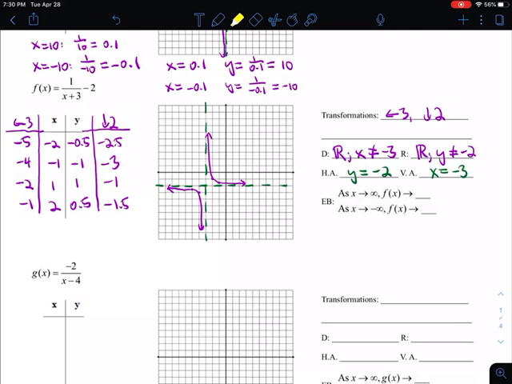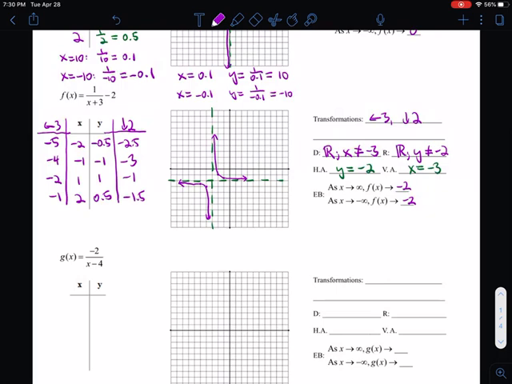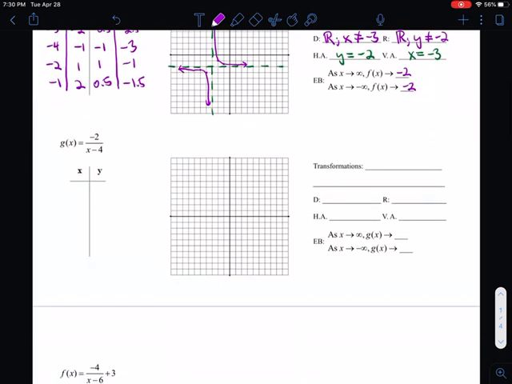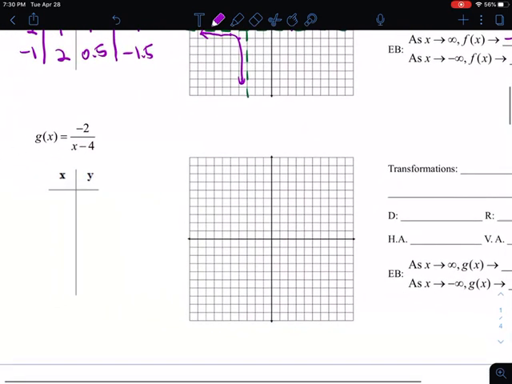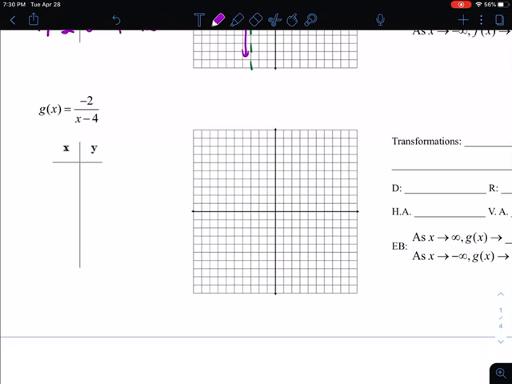And then end behavior, as x gets really, really big, y approaches what value? Well, that's -2. Same thing as x goes to -infinity, y is going to approach -2 as well. Okay, so that's horizontal and vertical shifts as we've seen plenty of times. And now let's look at something where there's going to be a reflection as well as a vertical stretch.